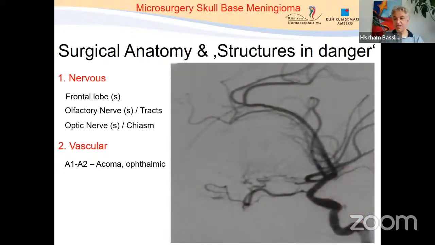And of course, nowadays we are not performing angiography routinely, so this is a bit of an old picture, but very informative, because it shows you that the main vascular supply from the skull base of these tumors is coming from the anterior and posterior ethmoidal arteries, which are branches of the ophthalmic artery. And of course, you have to remember also that in large tumors, particularly, there's also a significant pial vascularization of these tumors.